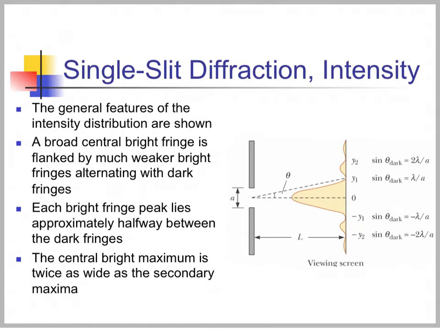The general features of the intensity distribution are shown here. We have this broad central fringe flanked by much weaker bright fringes alternating with dark fringes. Each bright fringe peak lies approximately halfway between the dark fringes. The central bright maximum is twice as wide as the secondary maxima.